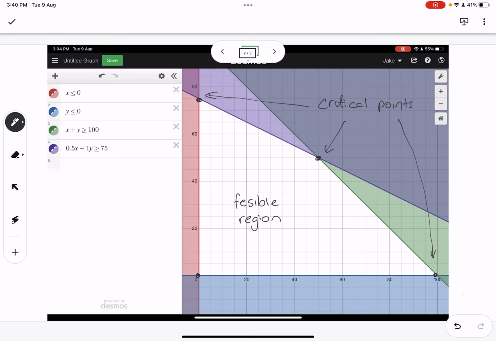You can do that by tapping in Desmos. So this point here is 0, 0. This one here is 75, 0. This one is 50, 50. And this one here is 100, 0.